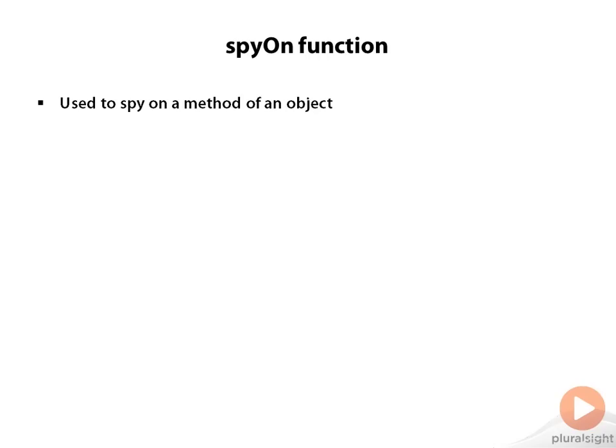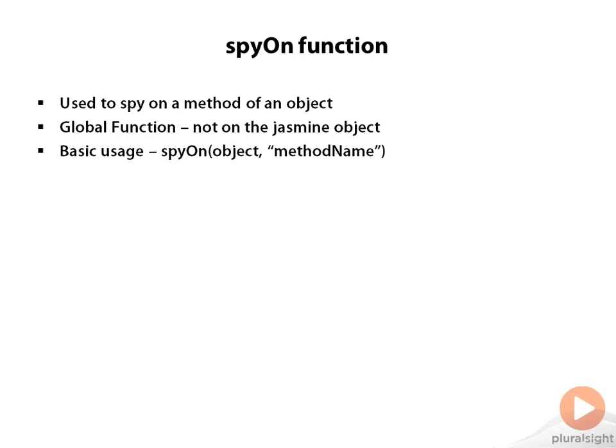A spy created in this way will replace the function that it is spying on so that the old function will no longer be called. The spyOn function is a global function, and it's attached to the window object, so you can use it anywhere. The basic usage for the spyOn function is really quite simple. We call the function, and the first argument is the object that has the method we want to fake, and the second argument is the name of the method as a string. So let's take a look at this in a live test.